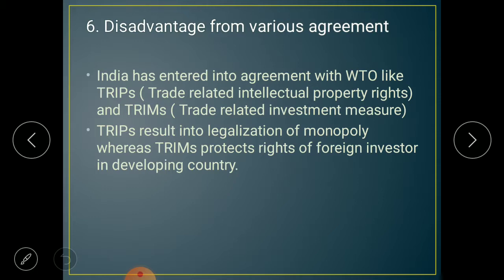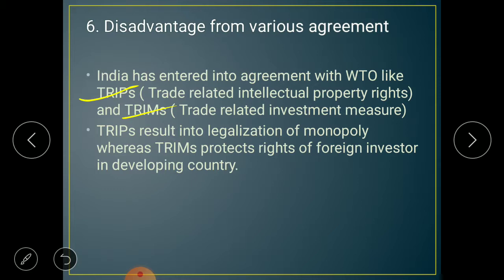And TRIMS simply means trade related investment measures. When the citizen of one country wants to invest in another country, they can do investment under the TRIMS agreement, that is, trade related investment measures. TRIPS results in legalization of monopoly, whereas TRIMS protects the rights of foreign investors in developing countries. See, each of the agreements, TRIPS and TRIMS, has a negative impact. Now let us discuss the impact of both agreements.